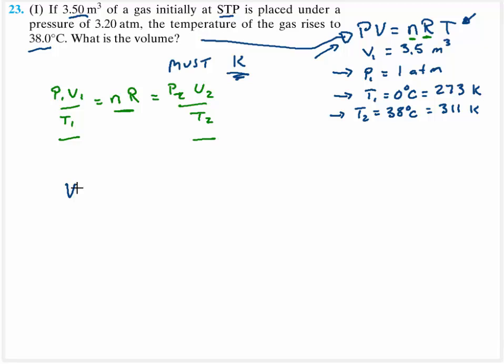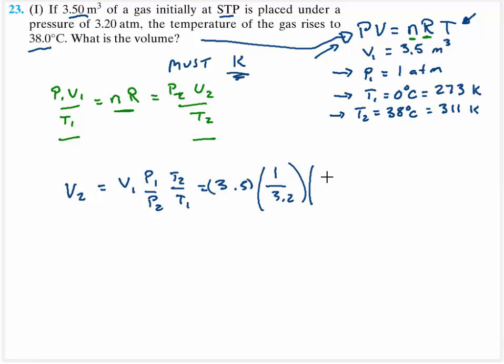With just a little bit of rearranging, I'm going to say that the second volume is going to be equal to the first volume, first pressure divided by the second pressure, second temperature divided by the initial temperature, just a little bit of algebra to get there. Initial volume is going to be 3.5. Got the ratio of the pressures, 1 to 3.2. And got the temperatures, so it's going to be 311 to 273. And we're going to get 1.25 cubic meters.